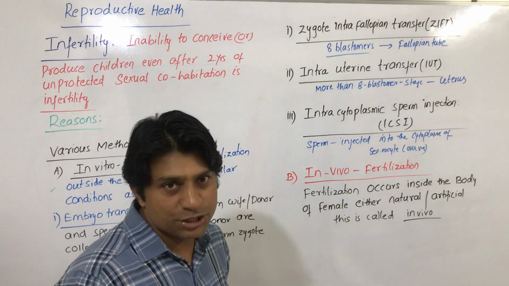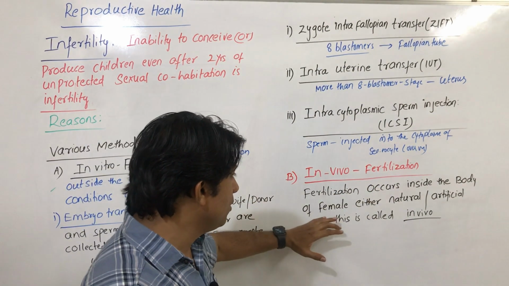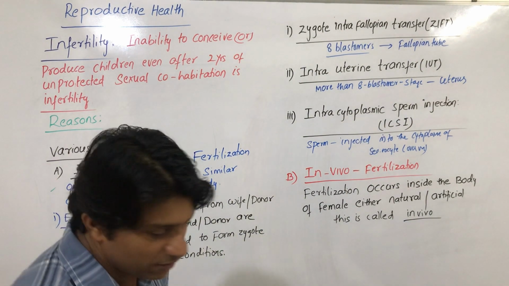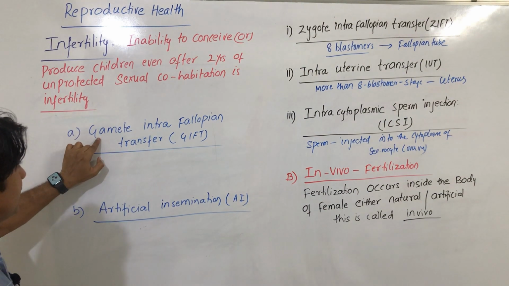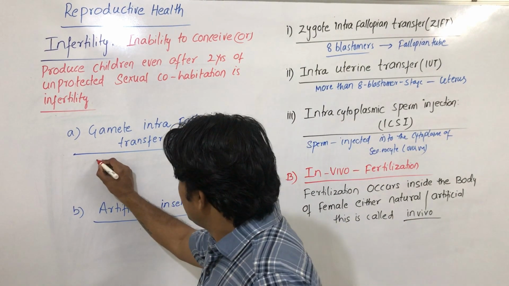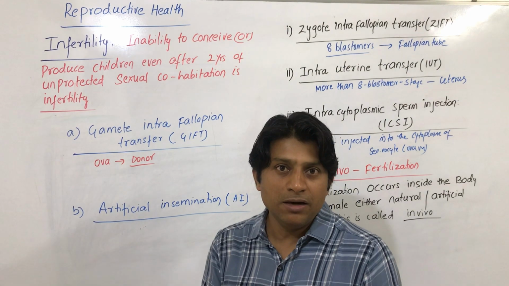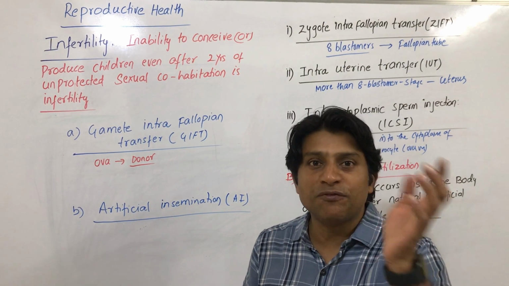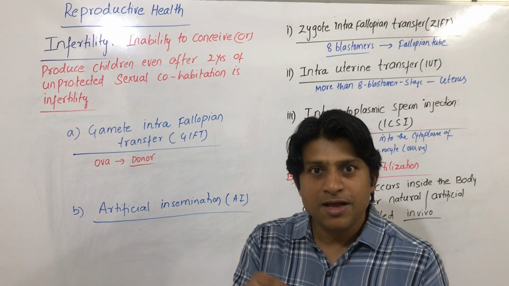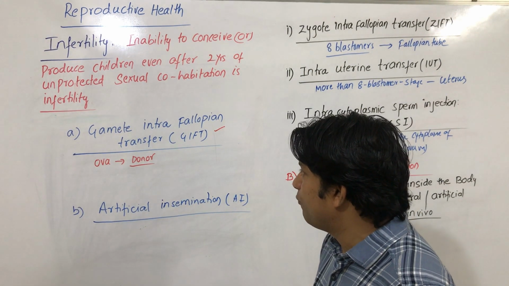Next we have in vivo fertilization. In in vivo fertilization, fertilization occurs inside the body of a female, by either natural or artificial methods. It includes two methods. The first is gamete intrafallopian transfer, which is called GIFT. Here the ova collected from a donor are introduced into the fallopian tube of a female who cannot produce ova but can provide suitable conditions for fertilization and further development to occur. For such cases, we go with gamete intrafallopian transfer, called GIFT.